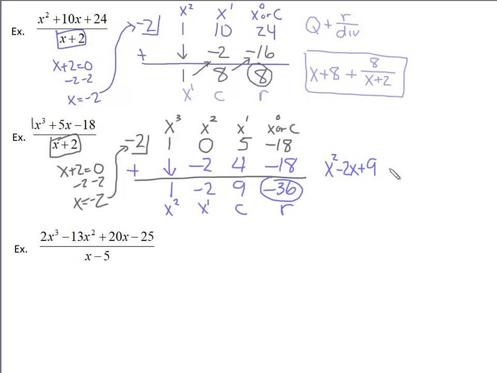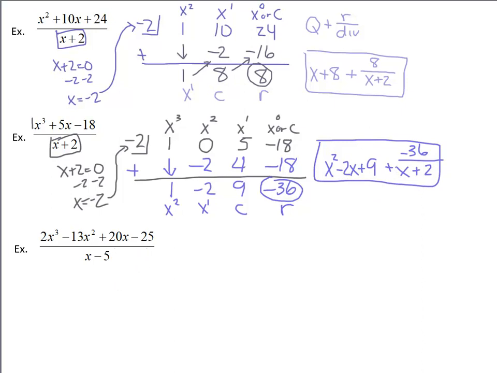And since we have a remainder of negative 36, you could write this in one of two ways. You could write plus negative 36, the remainder, over the divisor, x plus 2. Or you could write this as minus 36 over x plus 2. Either way is okay. Sometimes when you're checking an answer key, it might say minus 36 instead of plus negative 36, but they mean the same thing.